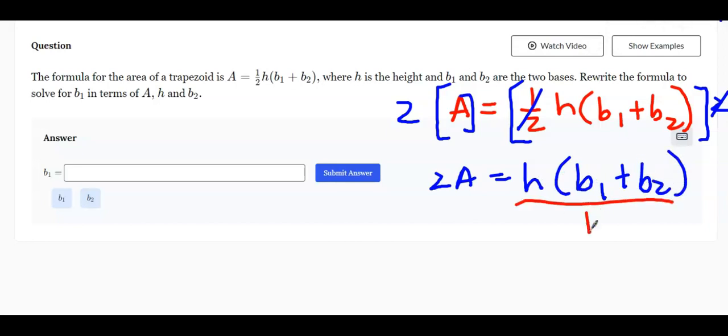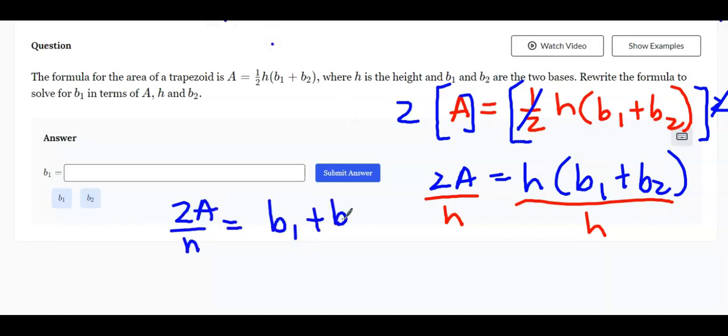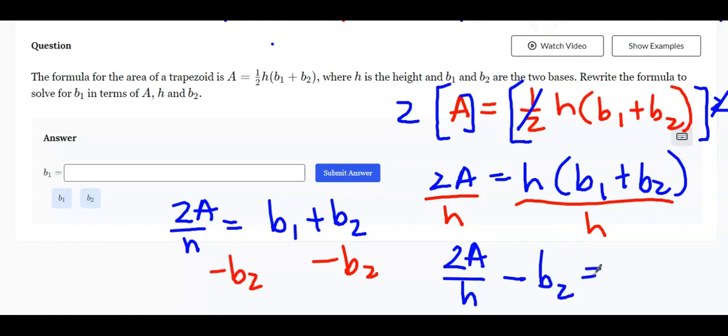Let's clear this h by dividing first, leaving us with 2a over h equals b1 plus b2. Notice I removed the parentheses because there's no longer an h to be distributed. The final math move here would be to subtract b2 from both sides, and that means that the 2a over h is going to be first, and then the subtract b sub 2 is going to be last.